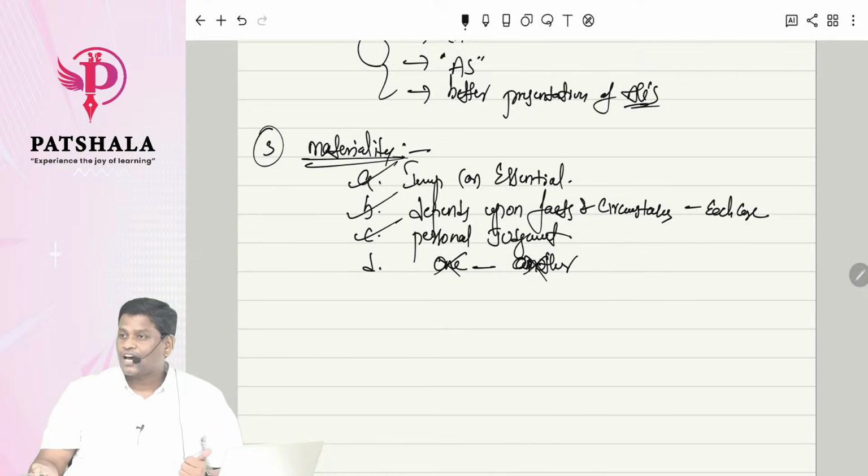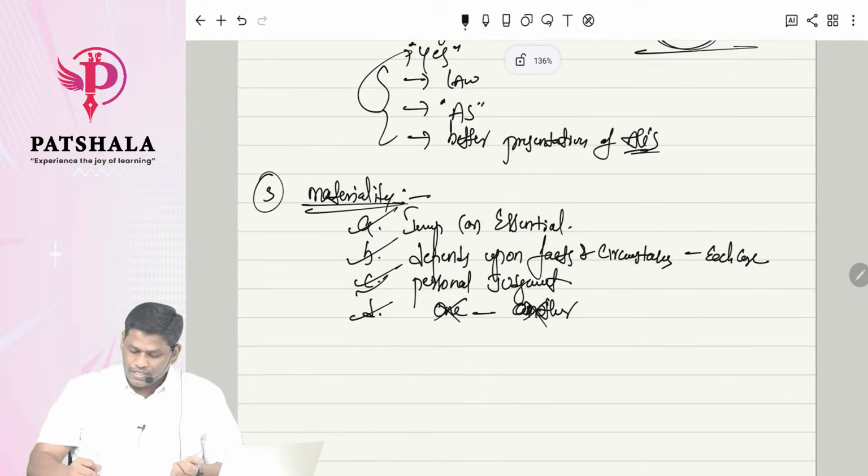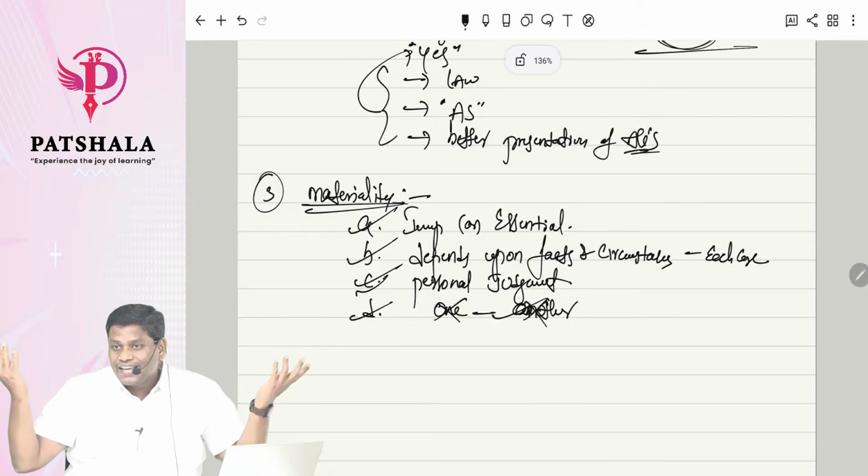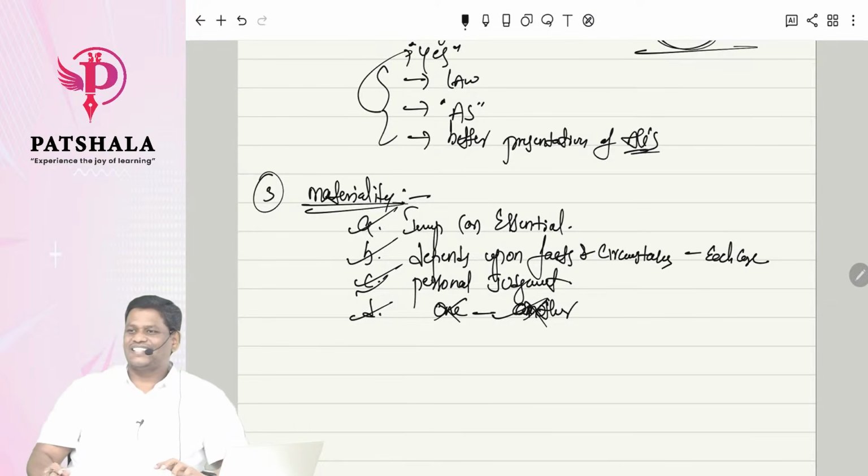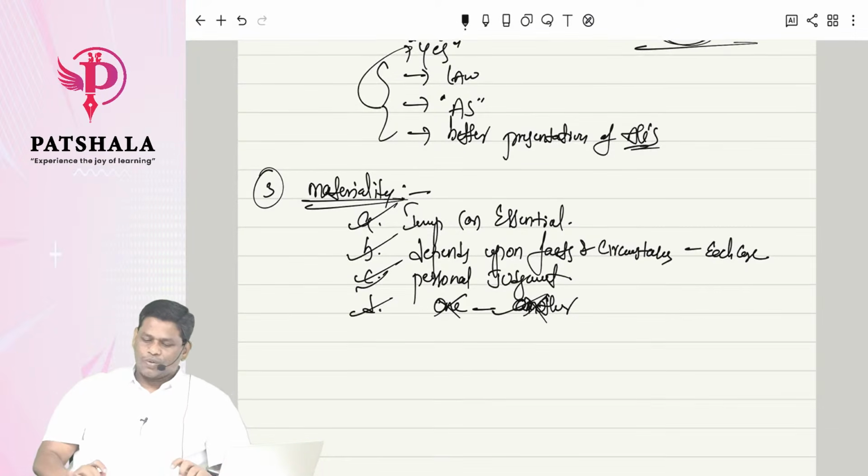What is important or essential. For one fellow, what is important, for other fellow, may not be. It changes from organization to organization. Okay, na? Chalo, oka business example cheptanu.